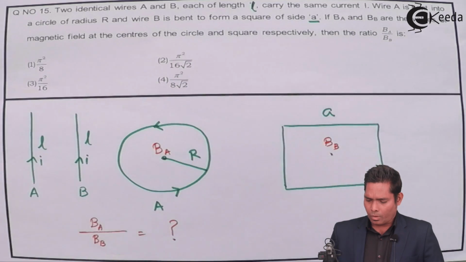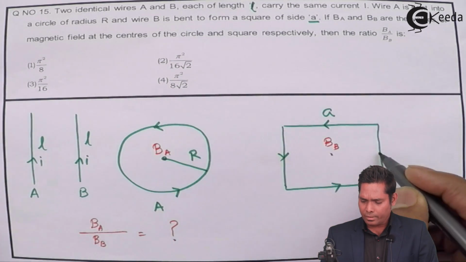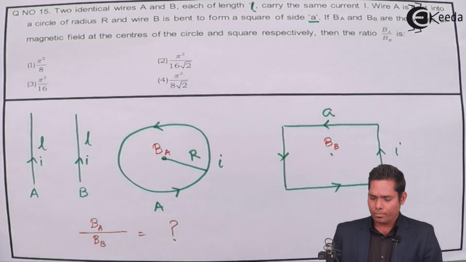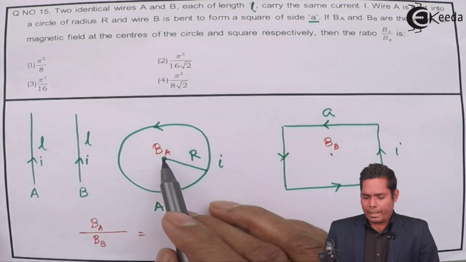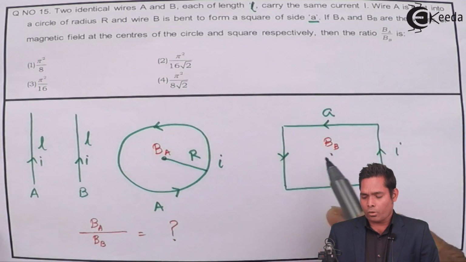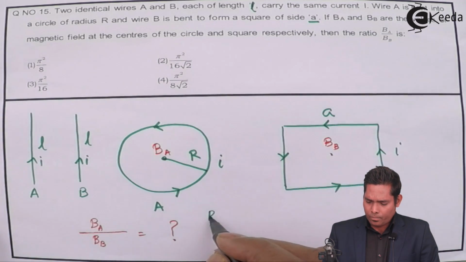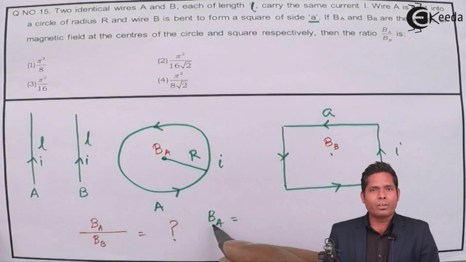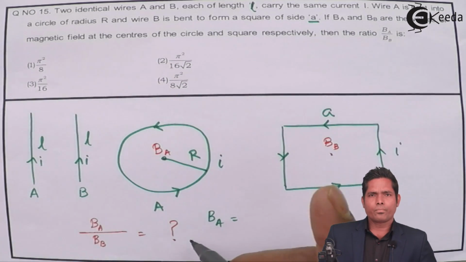We can take the current flowing in the wire in any direction. The current is I, obviously. We have to find the magnetic field at the center of a circular coil. The formula you are going to use directly. BA is basically the magnetic field at the center of a circular coil of a single turn. Number of turns is 1.